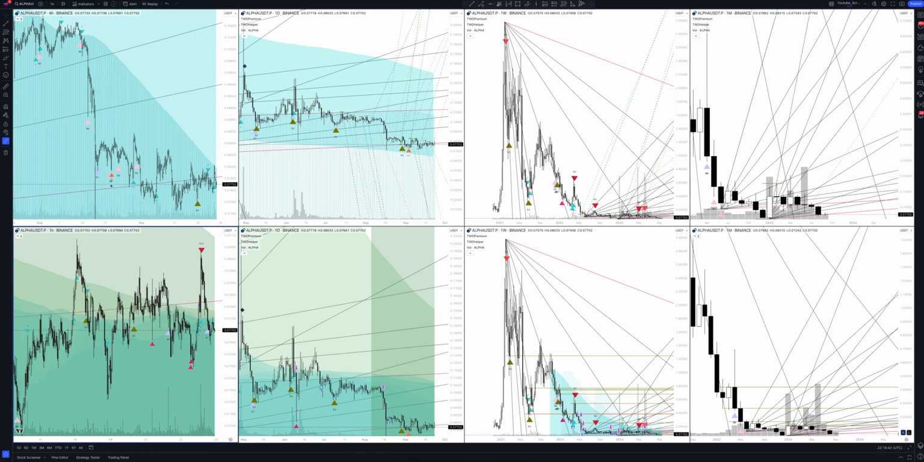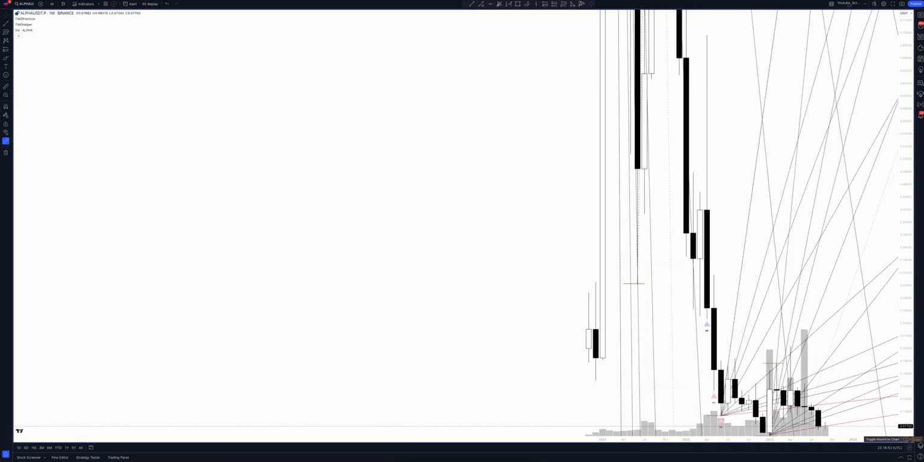Today we will take a look at Alpha Venture DAO cryptocurrency. Let's analyze the market situation and find out how you can make money on it. Let's start. We always start our analysis from the global market.